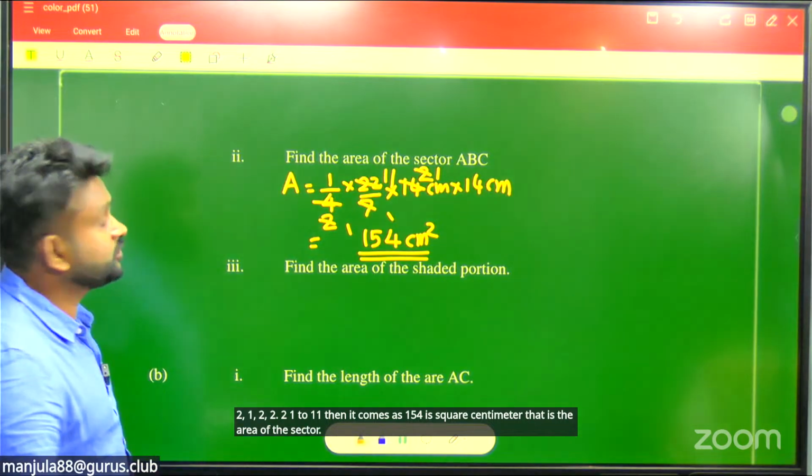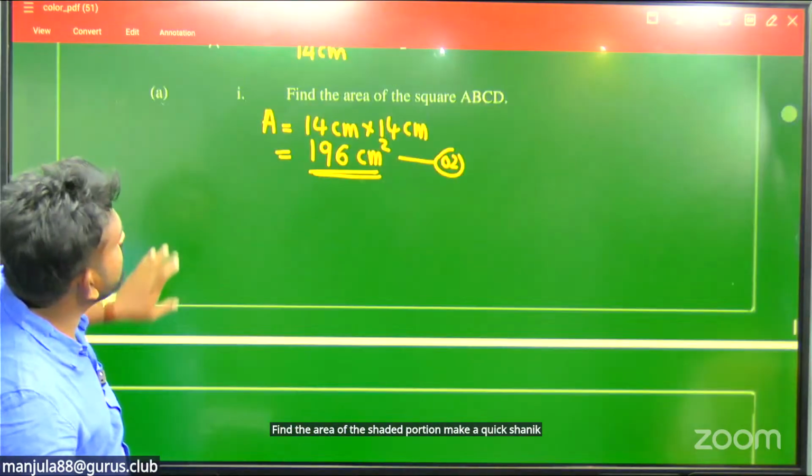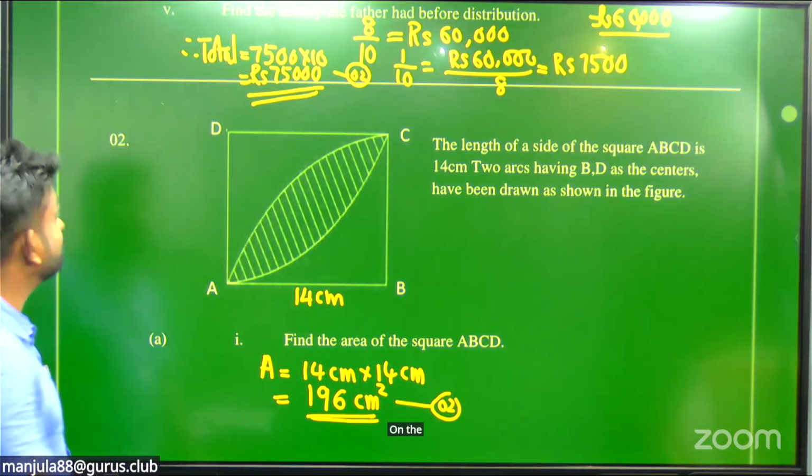Find the area of the shaded portion. Make the question clear. කොහොමද ඔයාලා මේ shaded portion එක හදන්නේ? ඔන්න මගේ ක්‍රමය. බලාගන්නකෝ. Right.